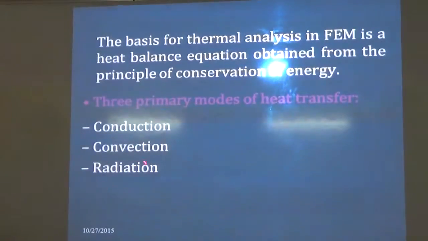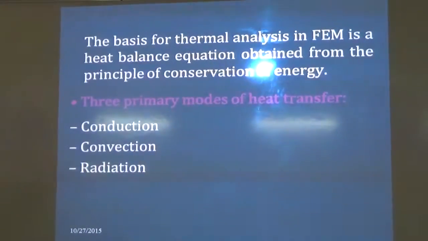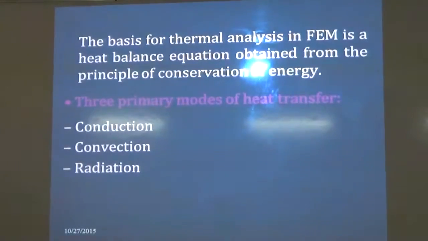Radiation, you know, is a non-linear phenomenon where the heat flux is proportional to T to the power 4. So it's non-linear, and we're not going to deal with that. We are going to deal only with conduction and convection, both of which are linear formulations.